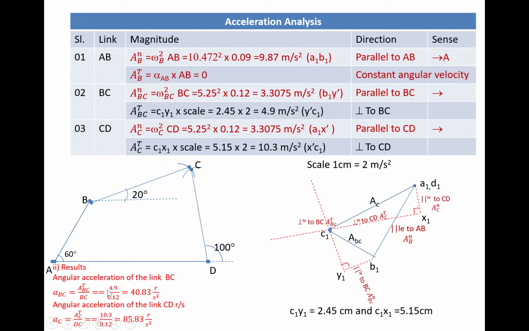And the angular acceleration of that link will be, tangential acceleration AT is equal to R into alpha, that is acceleration upon BC. So we'll get the angular acceleration value 40.83 radian per second square, 85.83 radian per second square. Okay. So in this way, we can find out the acceleration value.